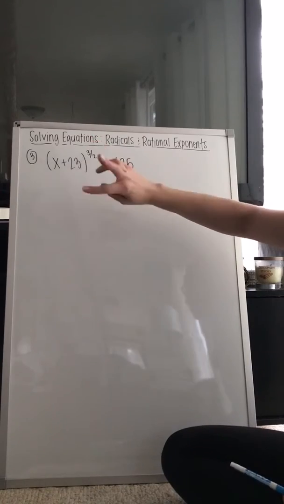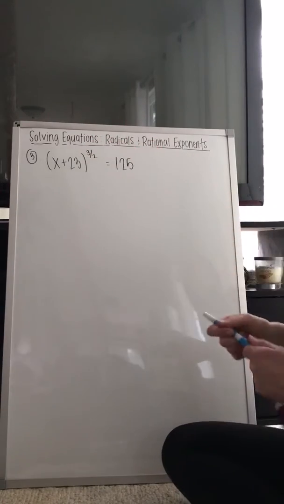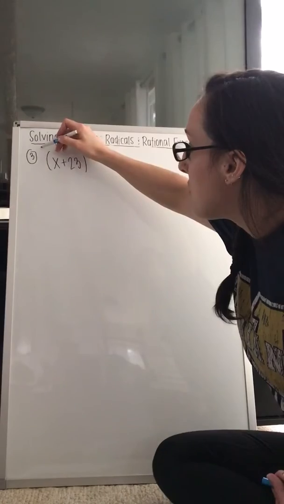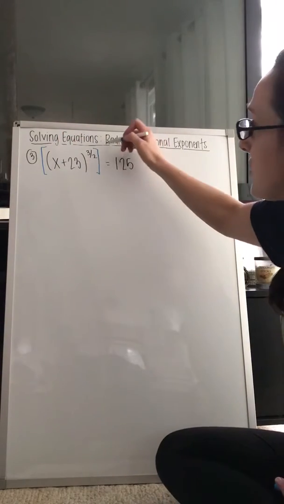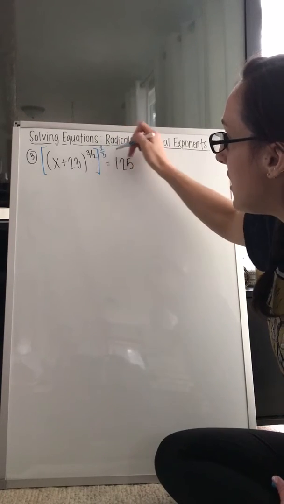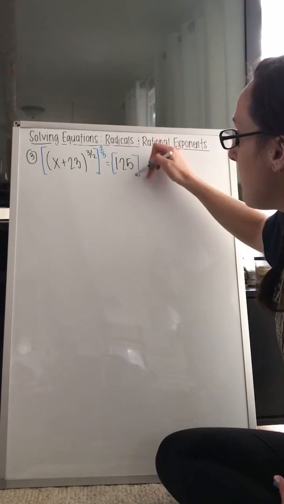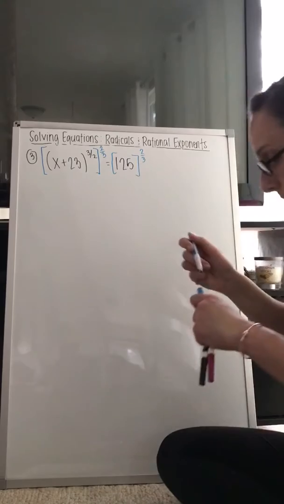And remember that the reciprocal is really just the fraction flipped over. So that means that on both the left-hand side and the right-hand side, I'm going to raise to the reciprocal of 3/2, which is going to be 2/3. Same thing over here. Raise the 125 to the 2/3 power.